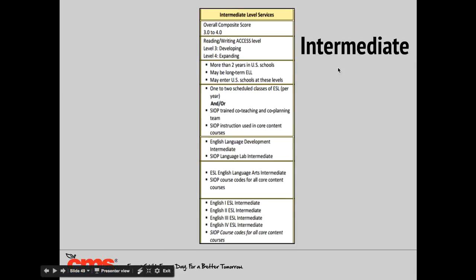Now here are our intermediate recommendations. Usually levels 3s and 4s on their tests. Probably been in U.S. schools more than 2 years. Could be a long-term L. We have a lot of students who just can't jump over into those higher test scores. And then we recommend 1 to 2 scheduled classes of ESL a year for them along with our SIOP courses.